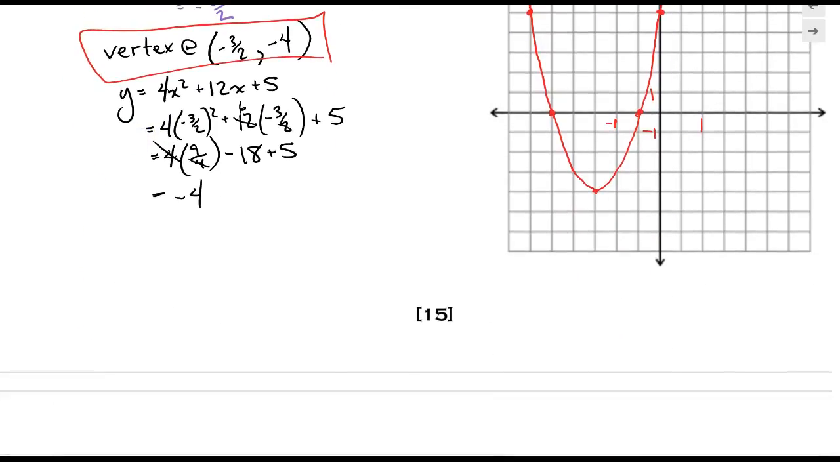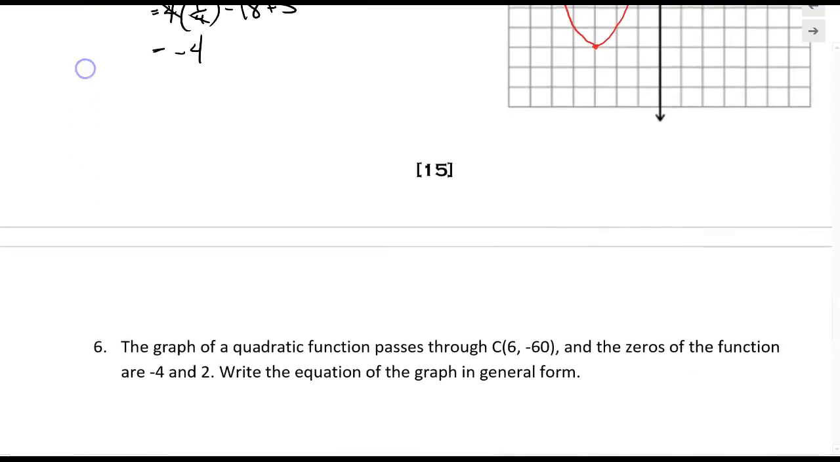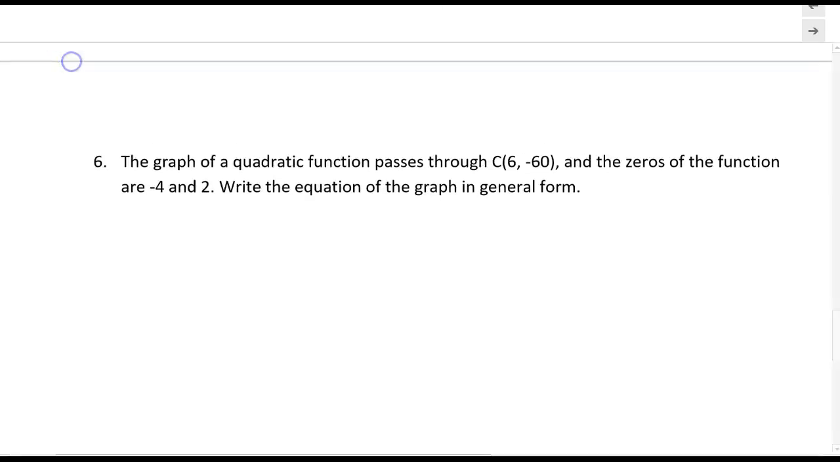And that's how we go about graphing in general form. We have to identify these characteristics in order to be able to put our function in graph form.